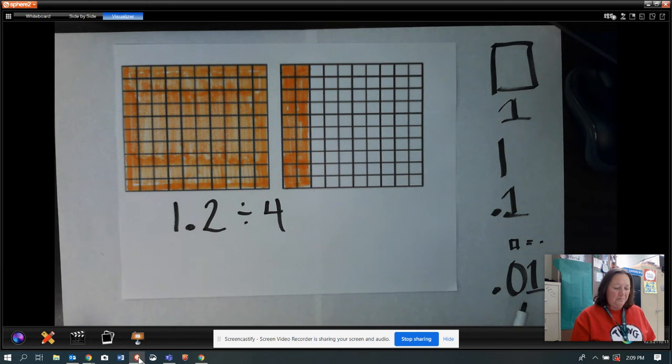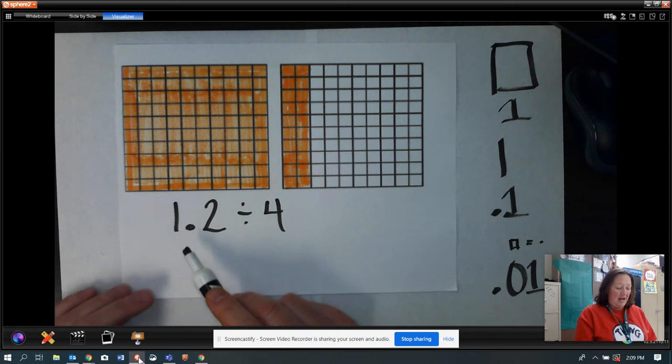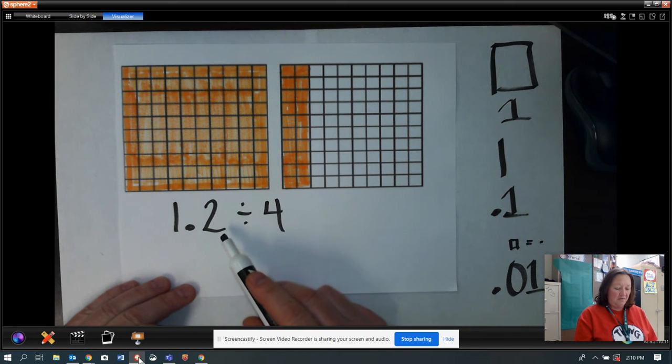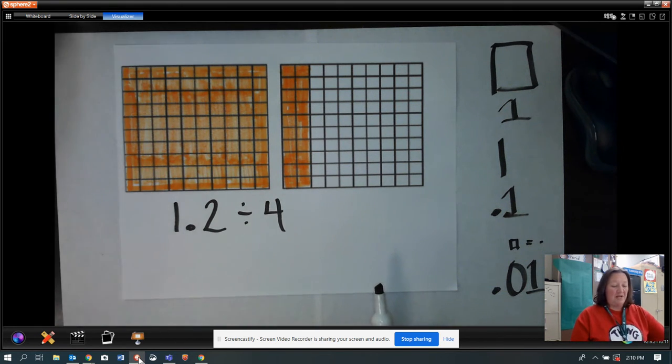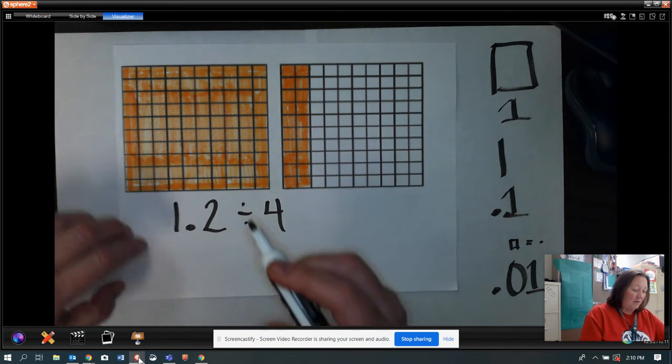Well, we said that we could act like we have whole numbers. And I have 12 divided by 4. Well, if you know your math facts, 12 divided by 4 is 3. Okay, so that tells me I need 3/10 in each of my groups. So let's see if that works out.